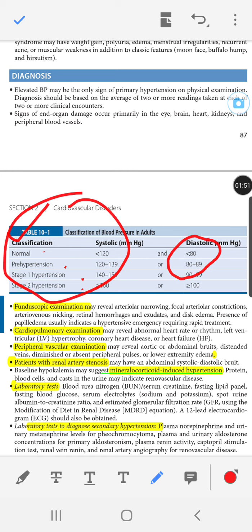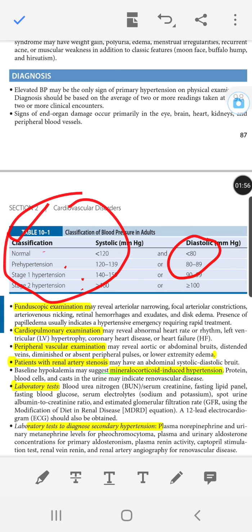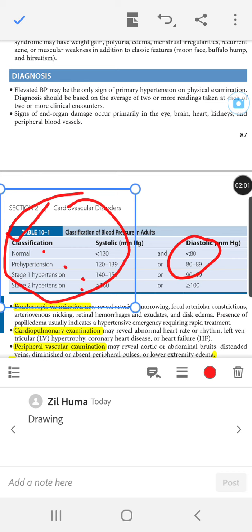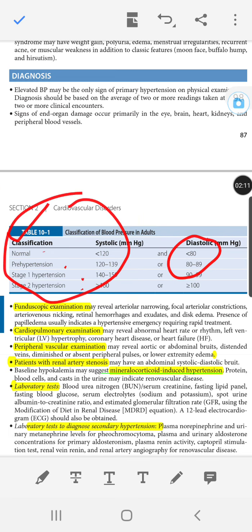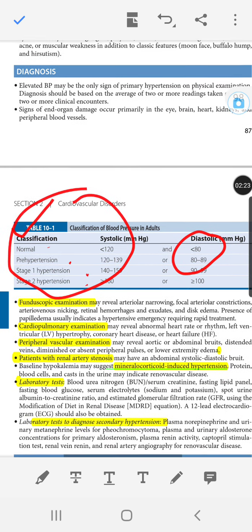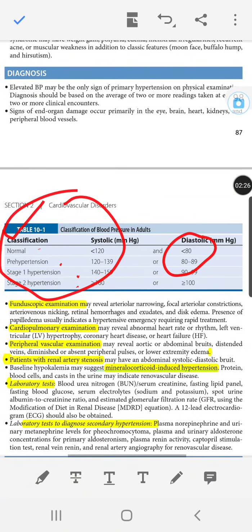The second one is when the blood pressure reaches 120 to 139, as you can see here. When blood pressure reaches 120 to 139, then it's called prehypertension in case of systolic, and when it reaches 80 to 89, then it is prehypertension for the diastolic. So if the blood pressure is 130 by 80 or 130 by 89, then it means it's prehypertension.